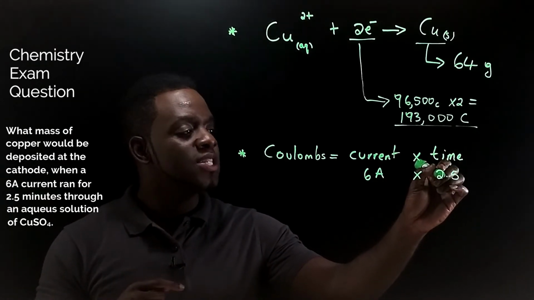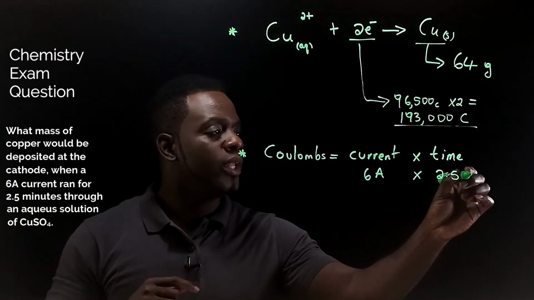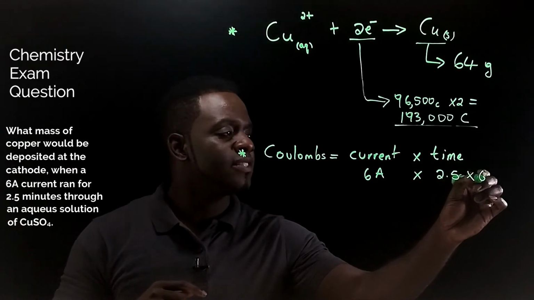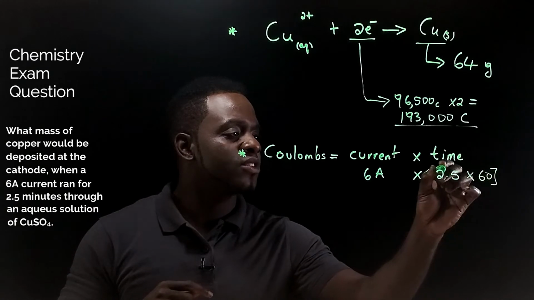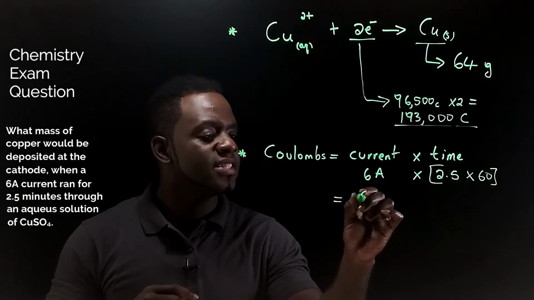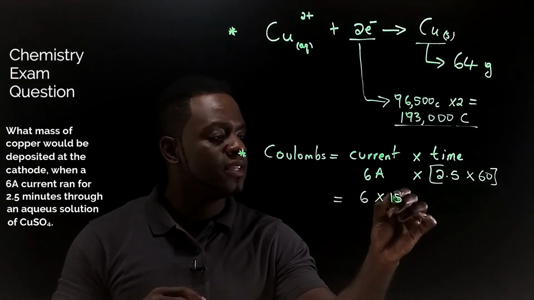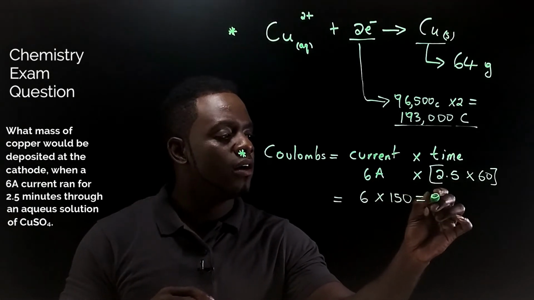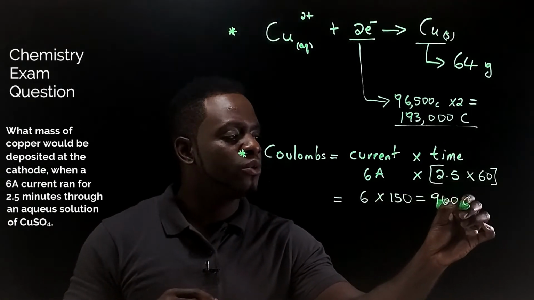Now time needs to be in seconds, so we need to multiply 2.5 times 60 to get that answer, which is 150. Multiplying now, 6 times 150 gives us a total of 900 coulombs.